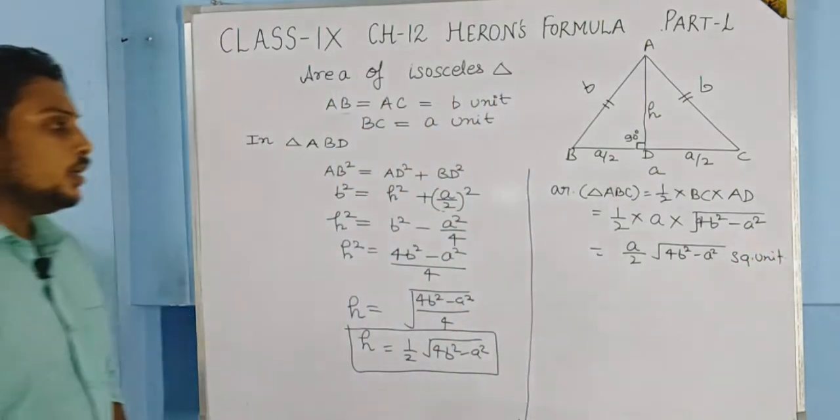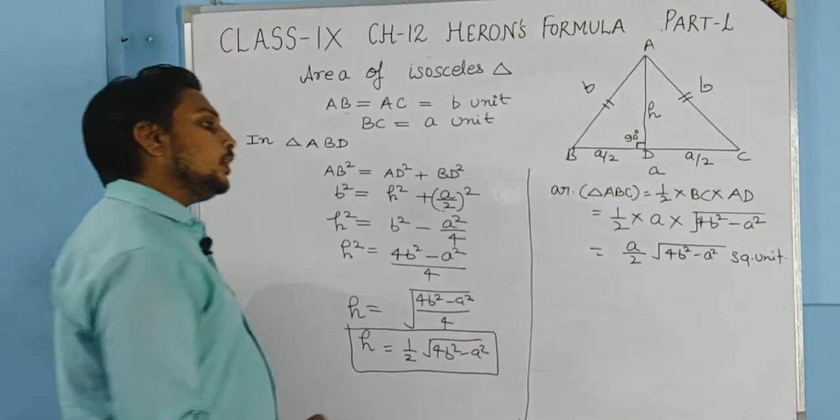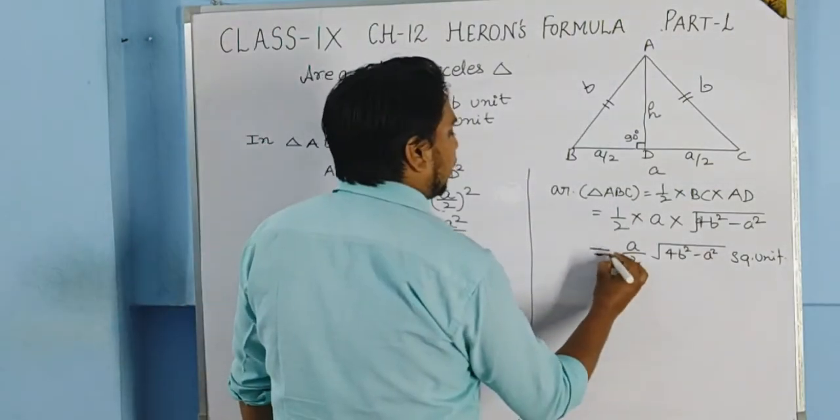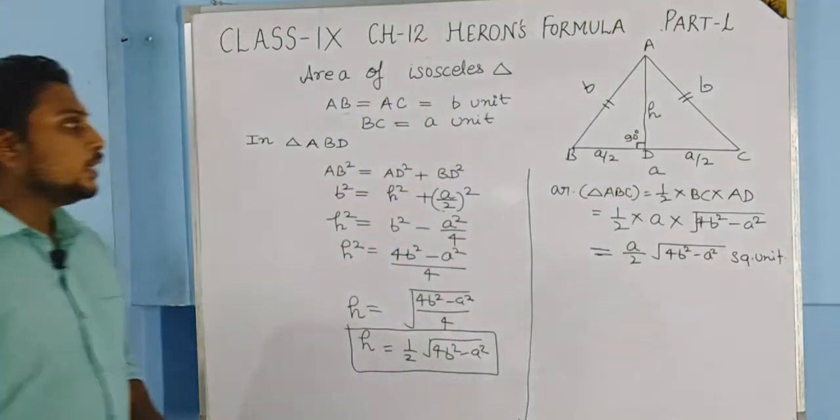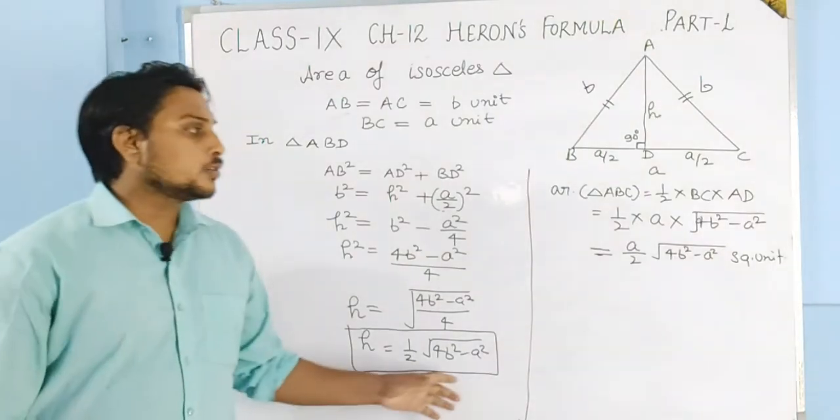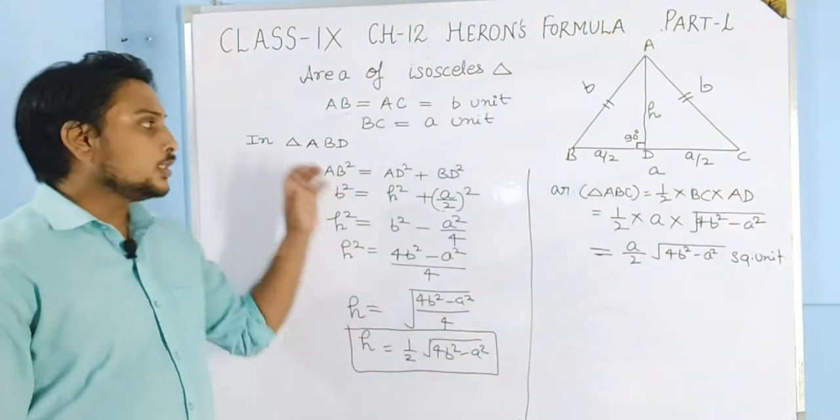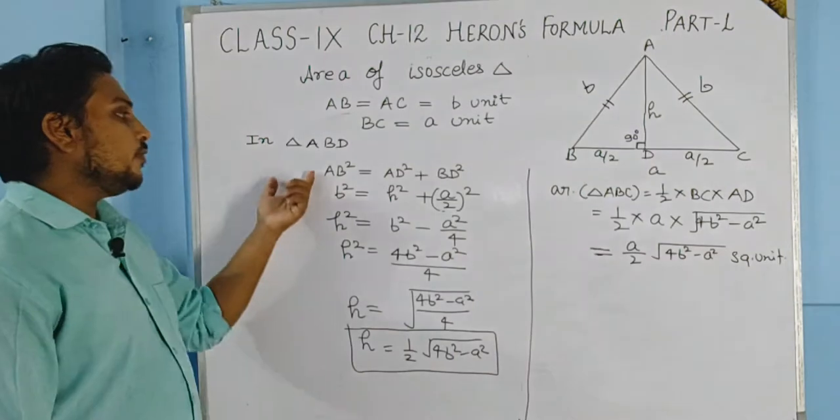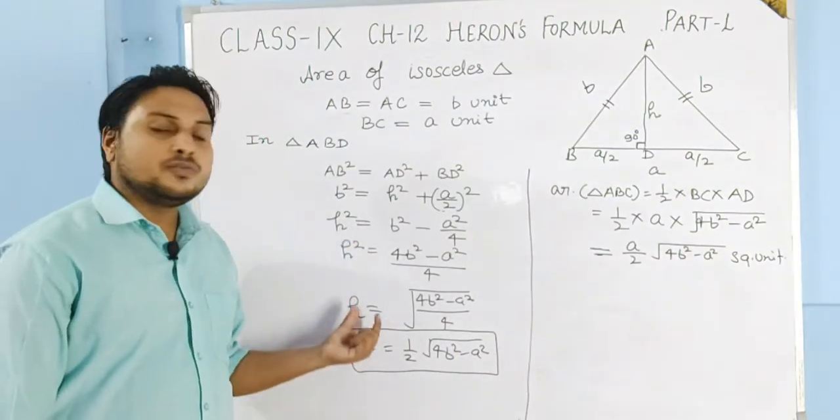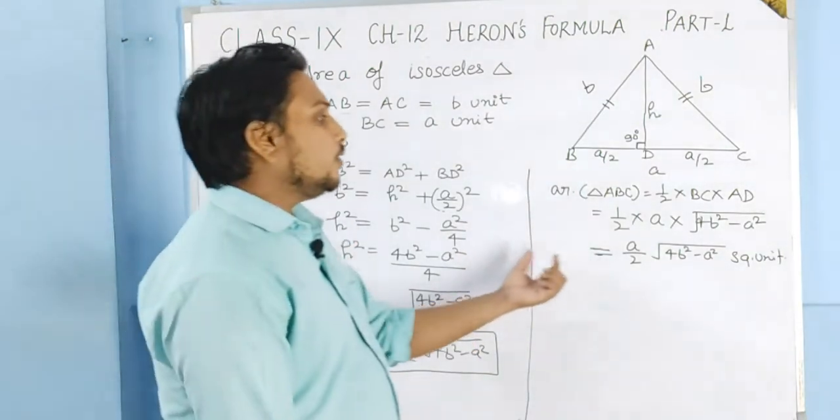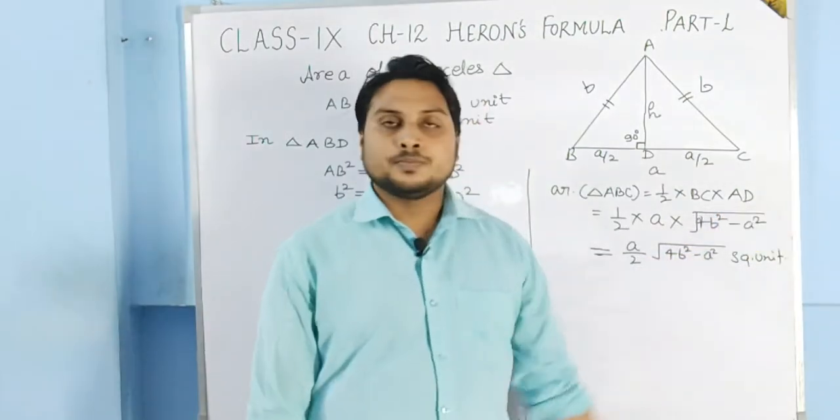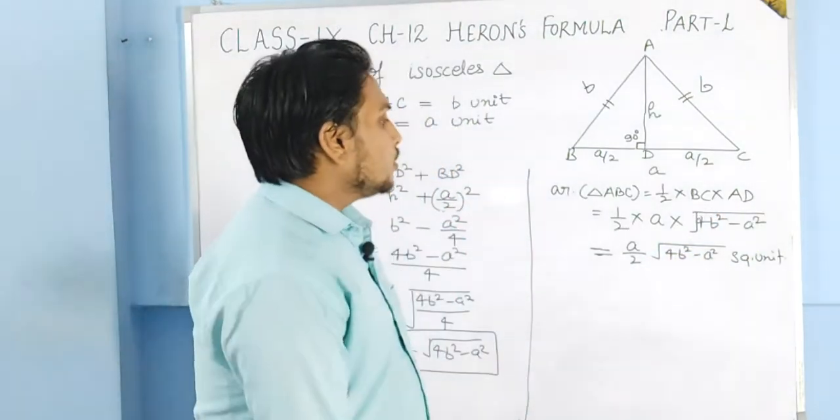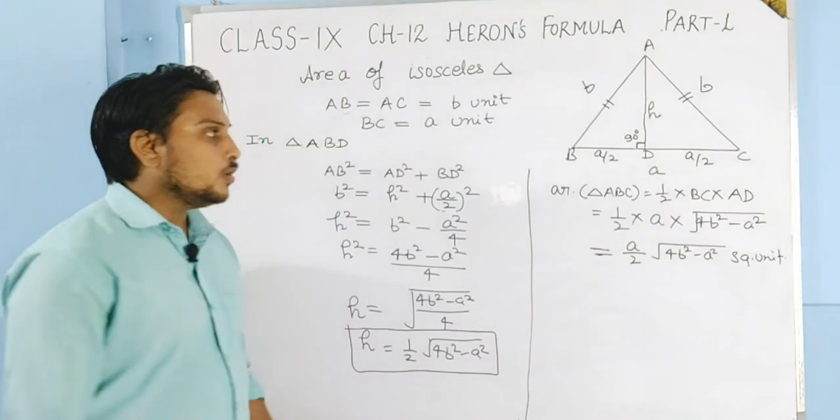Are you getting my point? How easily we can derive the formula of area of equilateral triangle and isosceles triangle. The concept is the same. Firstly we have to apply Pythagoras theorem, then we will find the value of H, and after that we will put the value of H here. So you should note it down also.